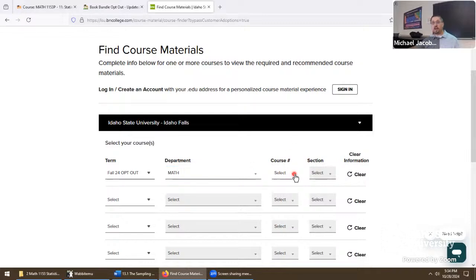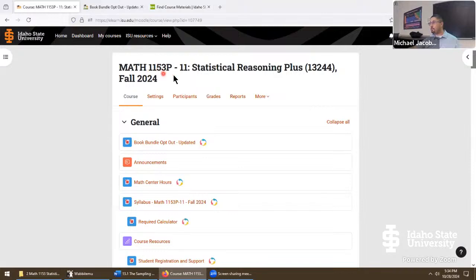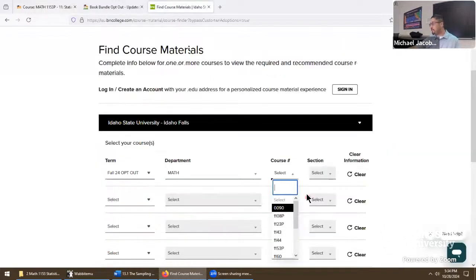And then at this point, there's not a lot of options. So the course number is found right here on the Moodle website. So it's this for the course number, that for the section number. We're section 11. So 1153P. And there should only be one option at that point, section 11.